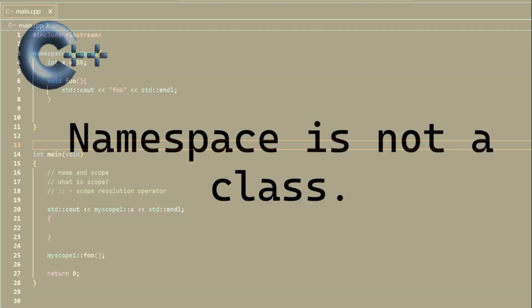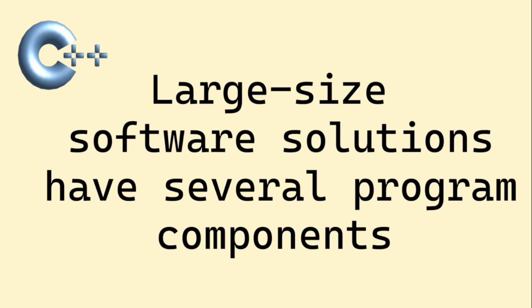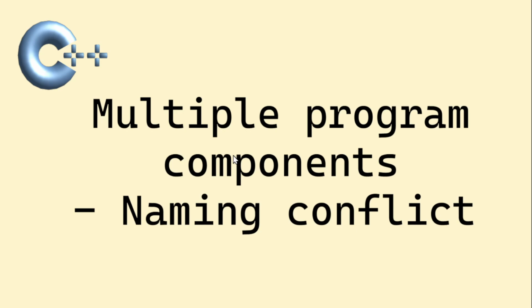And when the namespace is more useful, that we need to understand. Large size software solutions have several program components. When the size of your software grows, or you develop software to be used in a big organization, then you develop the software as a combination of different components. So multiple program components may lead to naming conflict, because one name used in one component may be used in another component too.